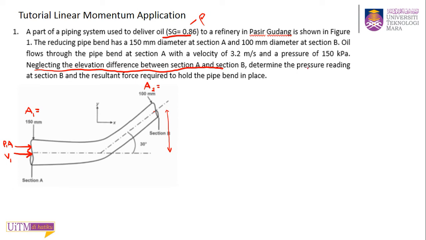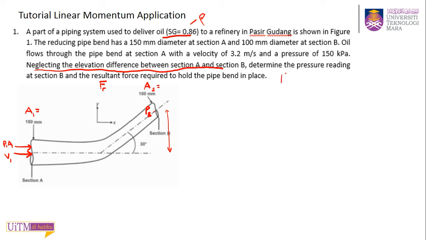Determine the pressure reading at section B. So they ask you to find P at section B and the resultant force, the FR, to hold the pipe band in place. We have learned this before in linear momentum. So they ask you to find two things.